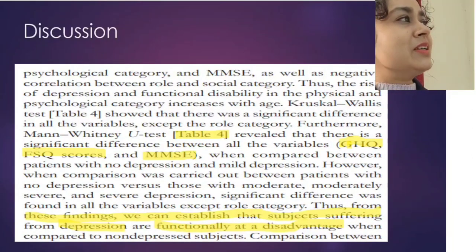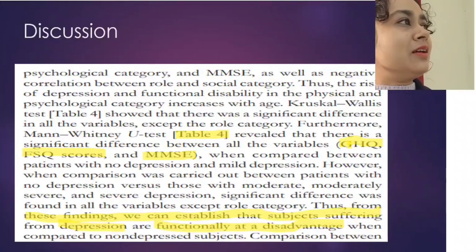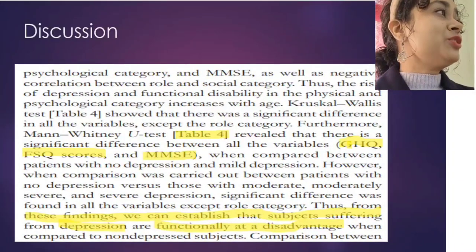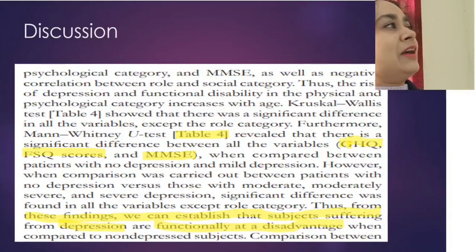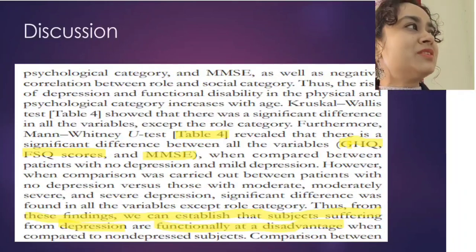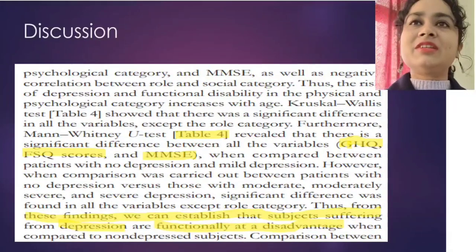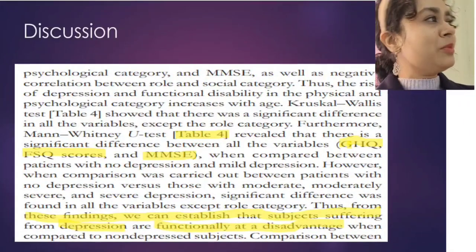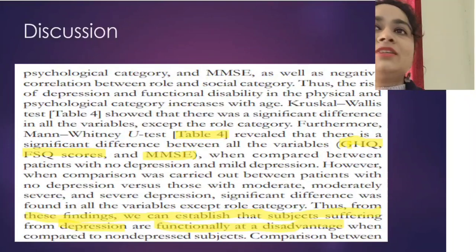So thus from these findings we establish that the subjects suffering from depression are functionally at a disadvantage. We had started in our introduction saying that depression might lead to a lot of functional disadvantages, or a lot of problems. And from your GHQ, FSQ, and MMSE scores, you were able to establish that yes, it did lead to a lot of functional disadvantages. So this is how you summarize, and this is how you interpret and put the results in such a way that it shows the importance of your study and the implications of your study, especially clinically.